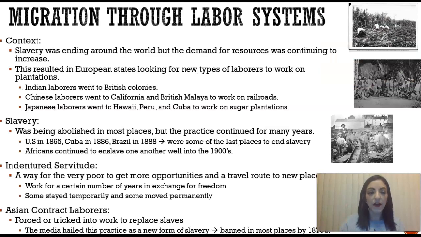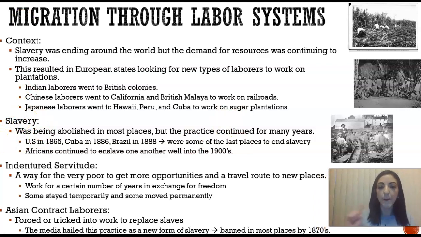All right, so some background again. Migration through labor systems. Slavery was ending around the world, but the demand for resources was continuing to increase. So even though the types of labor that were needed was changing as far as regulation goes, the demand was still there. And so this resulted in European states looking for new types of laborers to work on plantations.